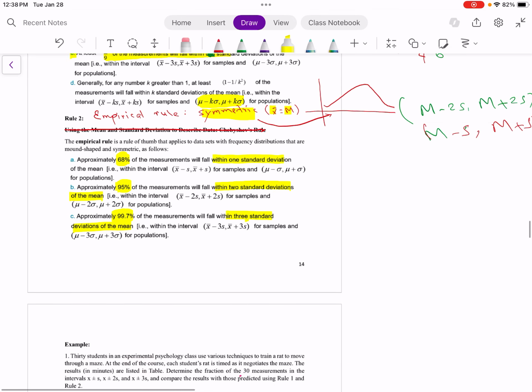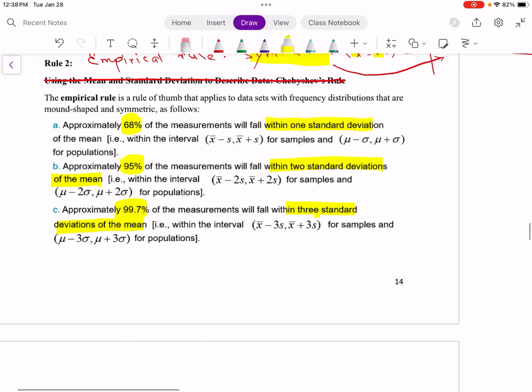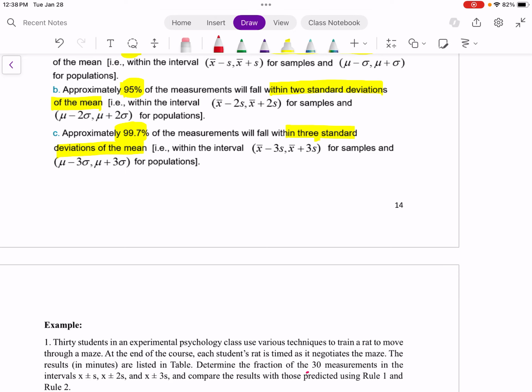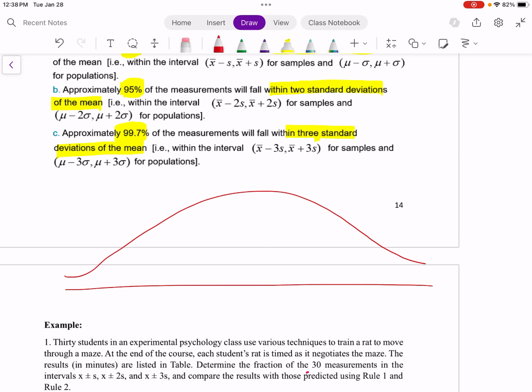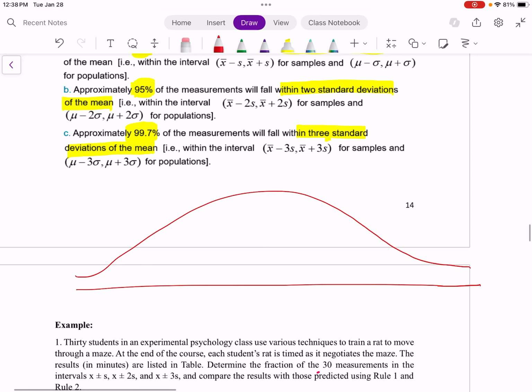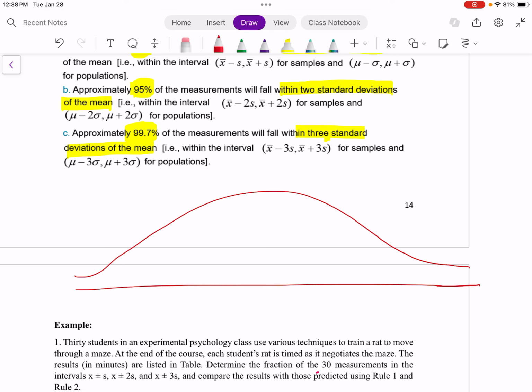So if you have a symmetric data set, you're going to use this rule, okay? 68%. Now here, let me just graph this. We are talking about a symmetric data set. Symmetric data set means the histogram looks like a bell shape. So this is our symmetric data set, this is the histogram here. Now we have our mean at this center. So this is our mean, this is x bar.